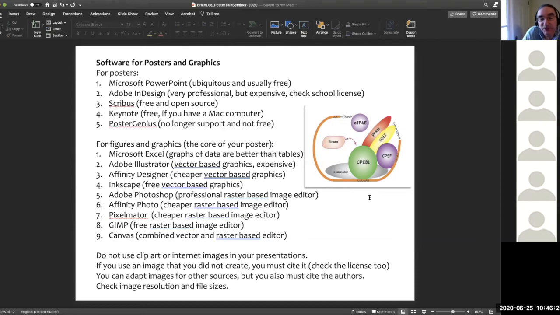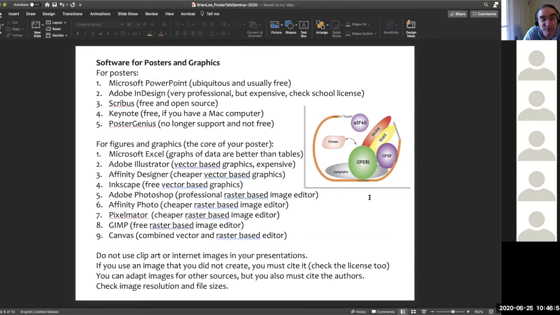Other options for vector-based graphics: Affinity Designer works very well. I've used that. It's much cheaper. I think it's $100 maybe for Affinity Designer, but it's also a vector-based graphics program. Inkscape is free. It's also vector-based, so if you don't want to spend any money, I'd recommend that.